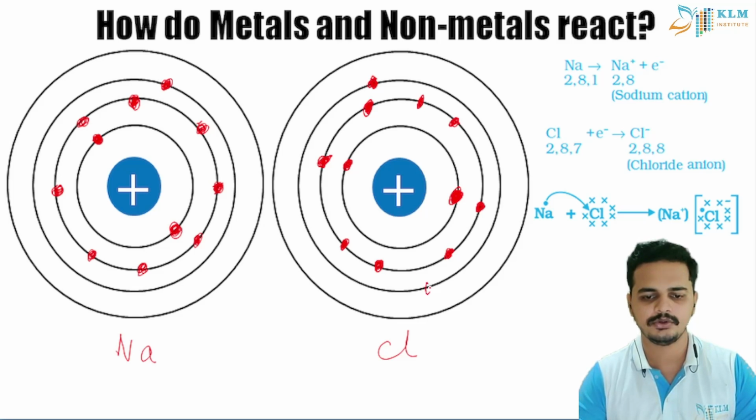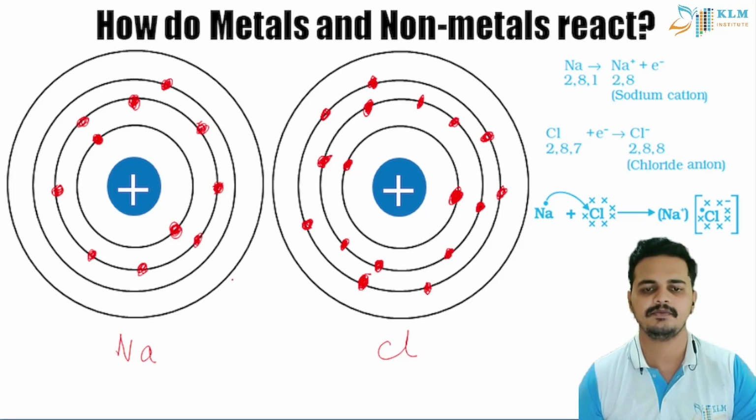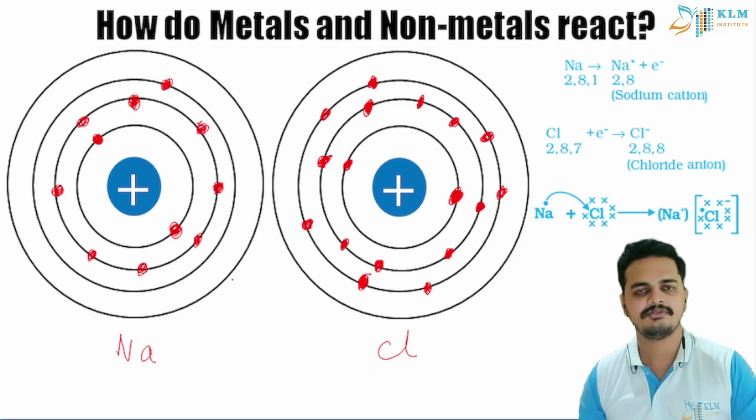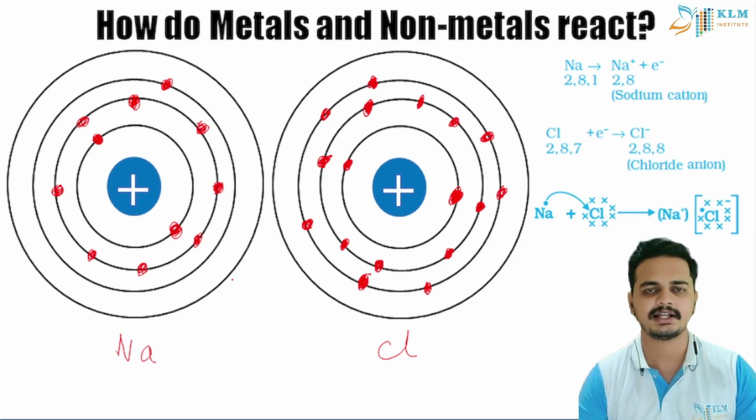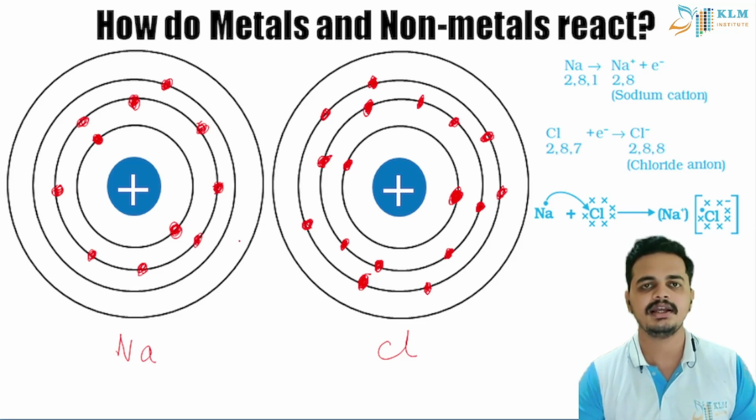1, 2, 3, 4, 5, 6, 7. But the capacity of this shell is 18. If this shell has 8 electrons, still it can be complete. Why do I tell this? This is the rule of octet, students. In the outermost shell, there should be 8 electrons in an atom.